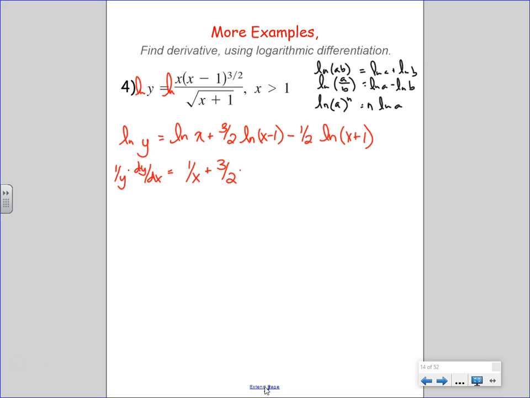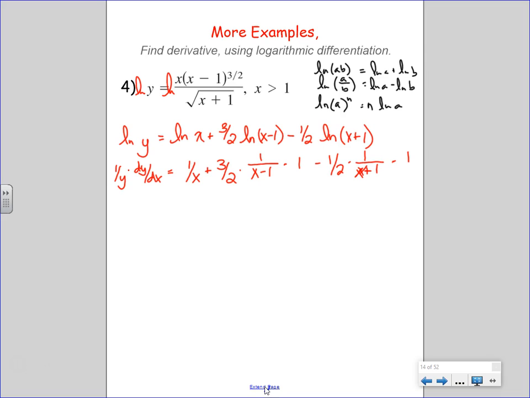Derivative of ln of x minus 1. And just in case, technically times u prime. What's the derivative of x minus 1? 1. Minus the 1/2 stays. The derivative of ln of x plus 1 is 1 over x plus 1. And just to make sure we don't make mistakes somewhere else, times the derivative of x plus 1, which is 1.